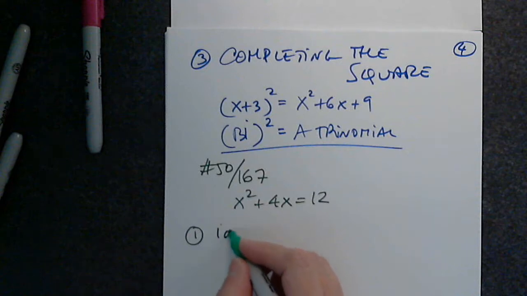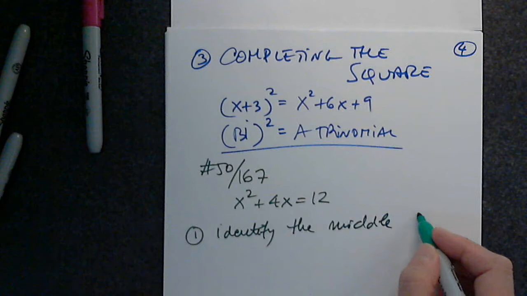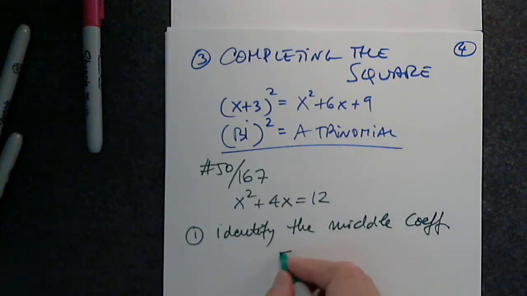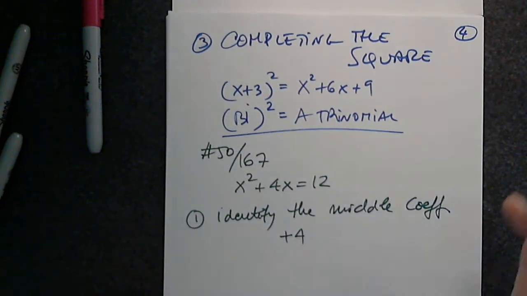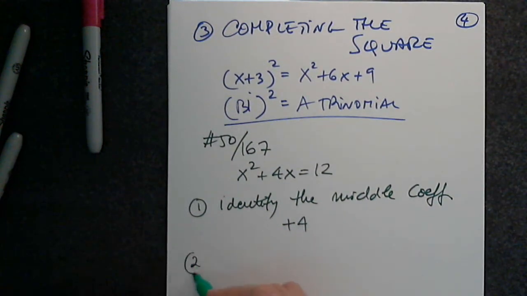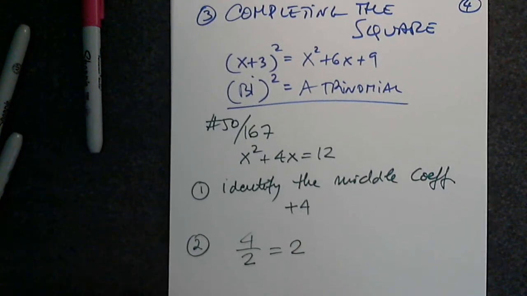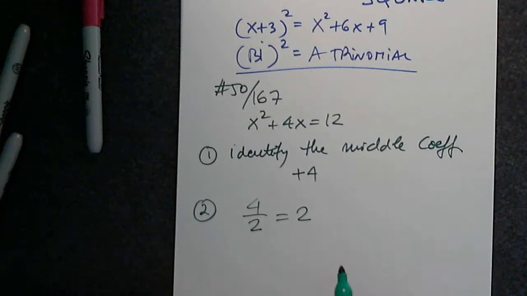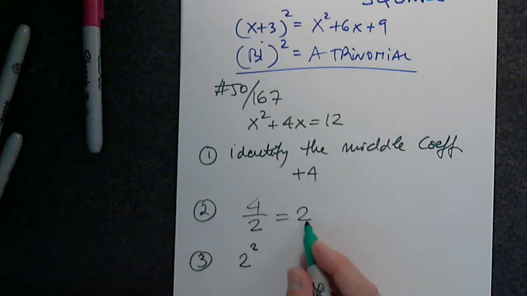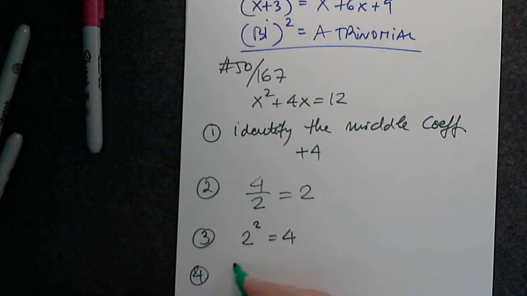In step 1, identify the middle coefficient, and you correctly said it's positive 4. In step 2, divide it by 2, and you gave me 2. In step 3, square this number from step 2, and you correctly said 4. And in step 4, we add 4 to both sides.